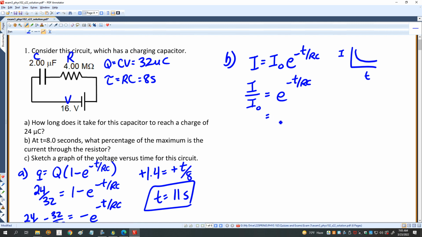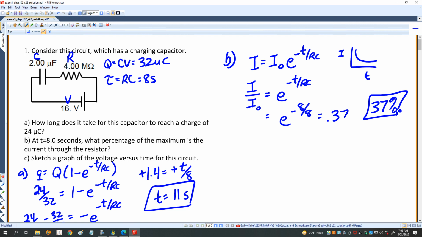So that's going to be equal to e to the minus 8 seconds over the time constant, which is also 8, so that's e to the minus 1. I get 0.37. So the answer would be 37%. Though I would take 0.37 as well if you expressed it as a decimal.